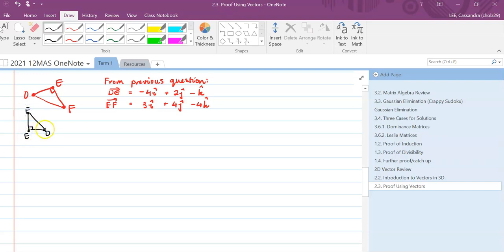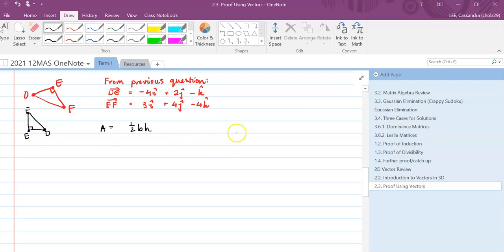So to find the area of a triangle, I'm going to use my formula A is equal to half the base times the height. So in this case, I can use this vector here, my DE vector, as my base, and I'm going to use this EF vector here as my height. So I'm not actually going to use the negative 4i plus 2j minus k. What I'm actually looking for is the magnitude or the length of this line along here.